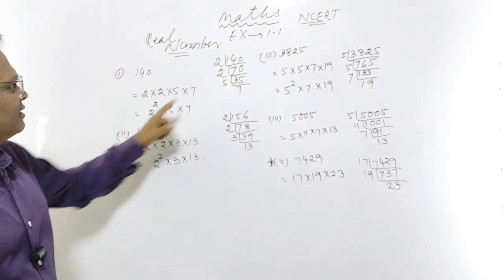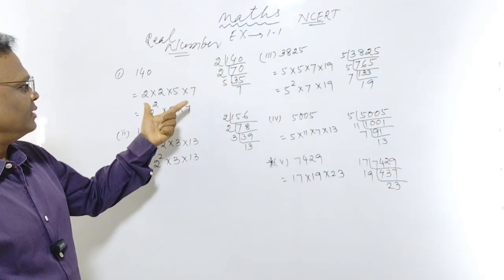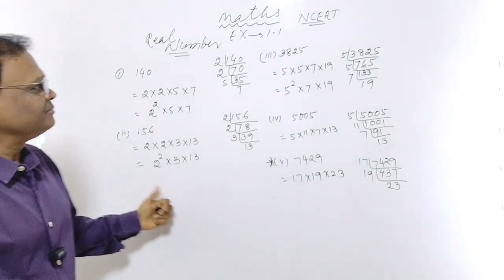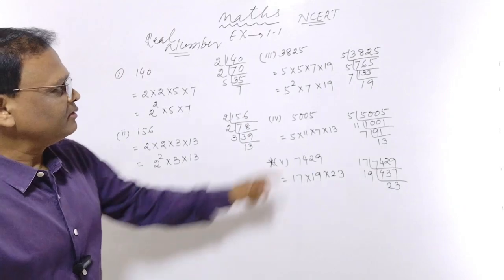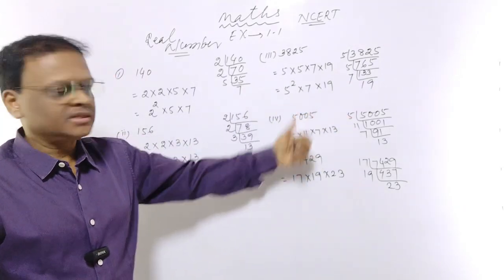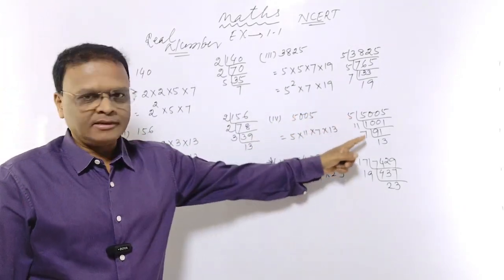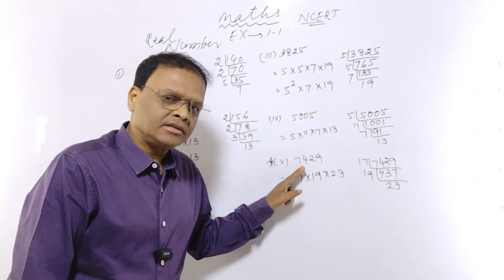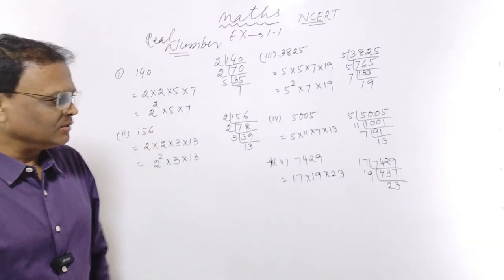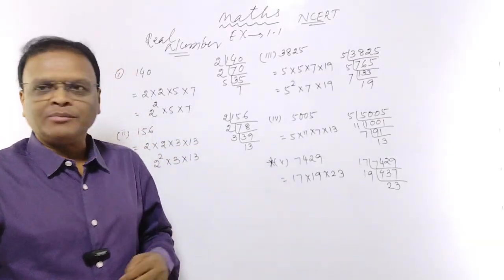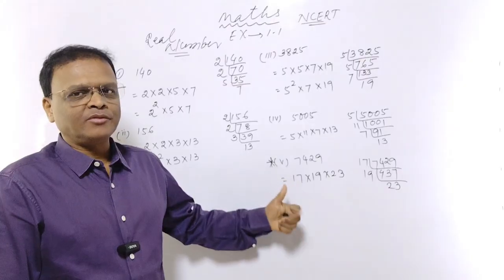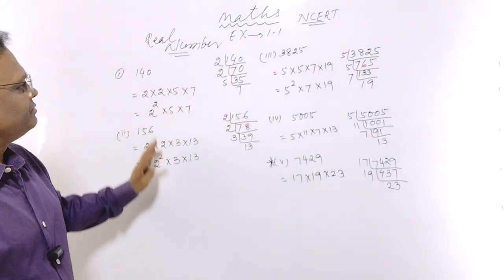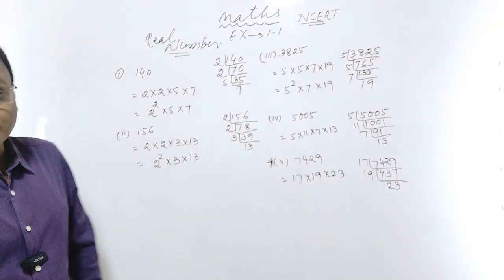140, the first one, it's already there. How are we getting these prime numbers? 156, it's there already. How are we getting 156? 3825, it's there, a product of prime numbers. 5005, it's there, a product of prime numbers. In fact, these kinds of questions I'll give at the end of the exercise, up to 1.2, for making practice. So this is the unique one, but it's a little bit different from the others. So question number 1 is over.